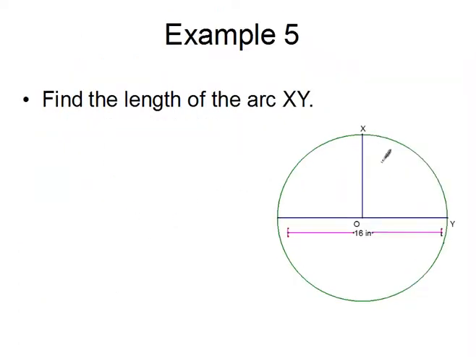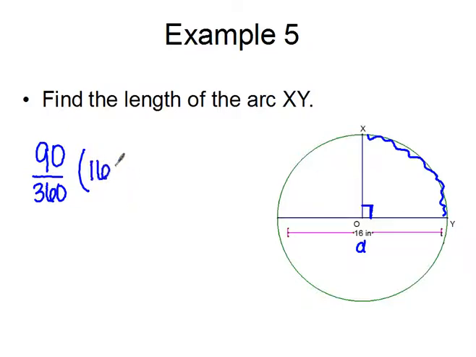All right, so let's try this. We're going to find the length of XY in inches because that's what's in our problem. The 16 is the diameter, and we have a 90 degree angle right here. So we're going to do 90 degrees out of 360 times the circumference of the circle. So we do pi times diameter because they gave us diameter. So that would be 16 pi.